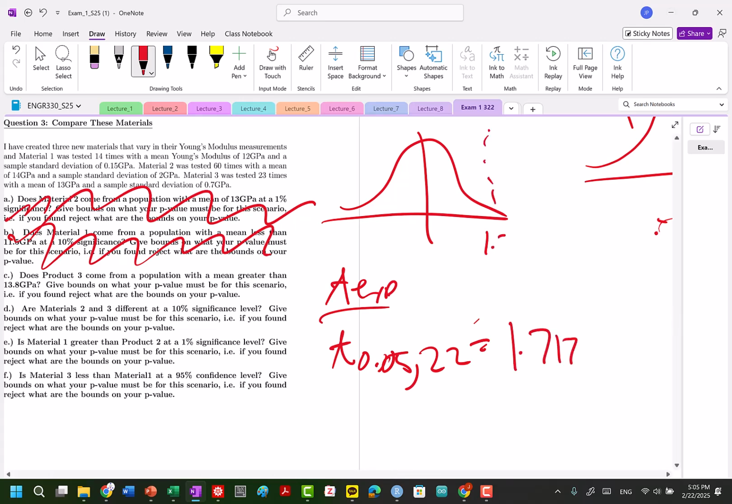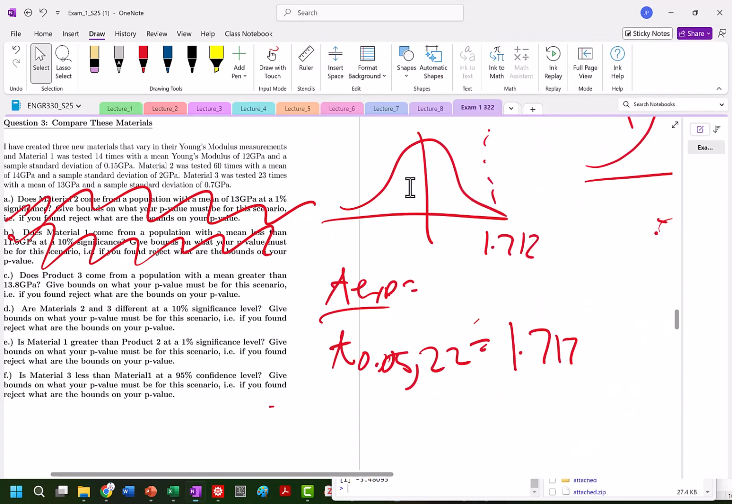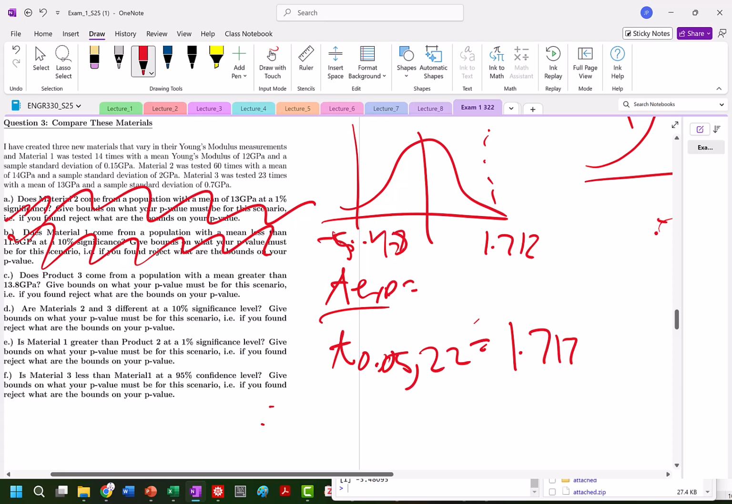That's going to be on this side, 1.717. Our T experimental, product 3. So let's go over here. So now instead of 11.5, it's going to be 13.8. And it's going to be x2 or x3. T experimental is going to be minus 0.548. So it's going to be way over here, minus 5.48. Let's double check that. Yep, minus 5.48. But it's definitely a do not reject, so P is greater than alpha.